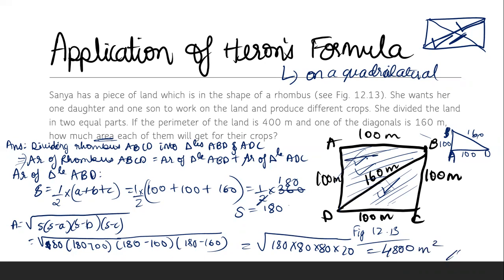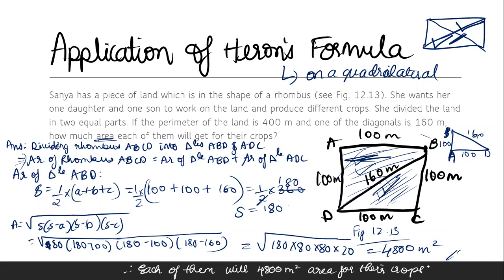Now we found out the area of this triangle, and this triangle will also have the same area. So therefore, let me write that down here. Therefore, each of them will receive 4,800 meter square area for their crops. This is the concluding statement.